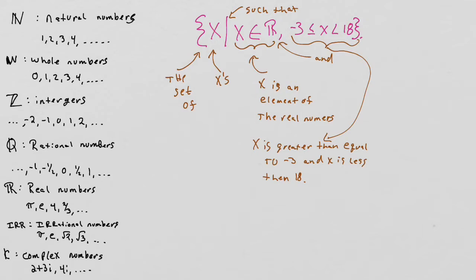Just to read it all together where it's not broken out. It's the set of all x's such that x is an element of the real numbers and x is greater than or equal to -3 and x is less than 18.